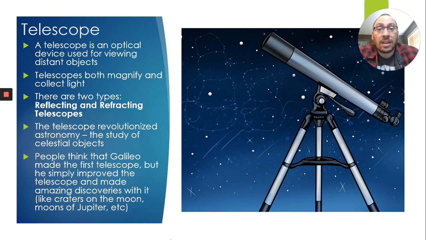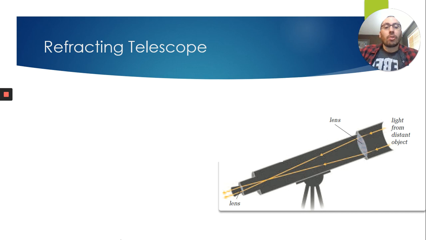And from that quick telescope he built, he discovered a whole bunch of neat things like craters on the moon and moons on Jupiter, et cetera, et cetera. So the refracting telescope, I'm going to start off talking about that.